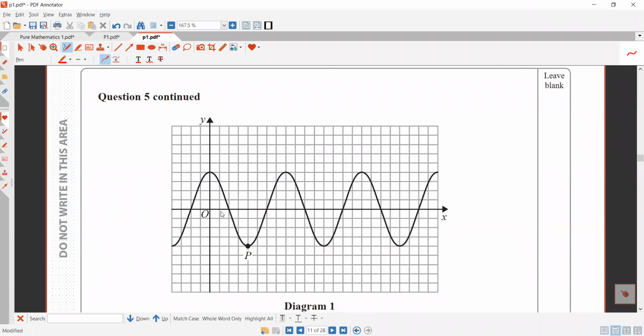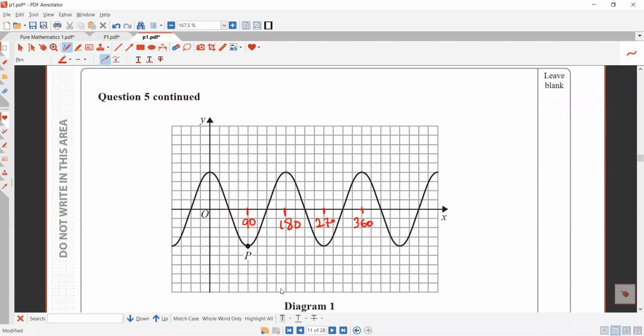Okay, so let's see. This is pi by 2. Pi by 2 means what? This is 90, right? Let me just give it 90. I will confirm these. So 1, 2, 3, 4 lines is 90. This is 180. This is 270. This is 360, and so on.